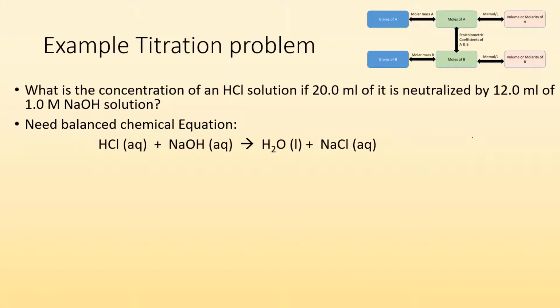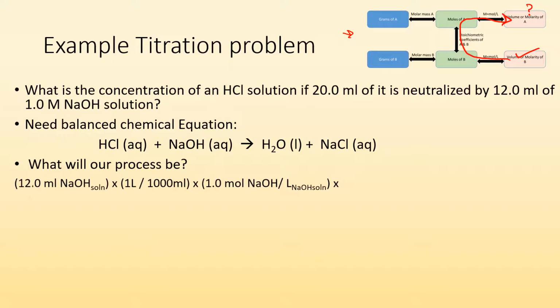It happens to be simply balanced right there, so it's 1 for all those coefficients. And what's our process going to be? If I'm looking at the flow chart, maybe this is how my mind's thinking. I know the volume and the molarity of my base, but I'm trying to figure out the molarity of my acid. So I know I can connect them through this path, right?